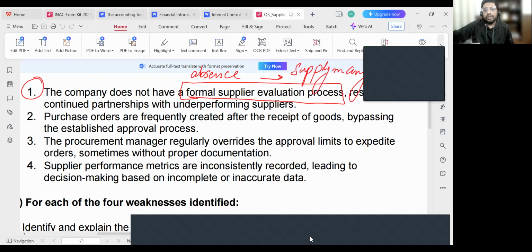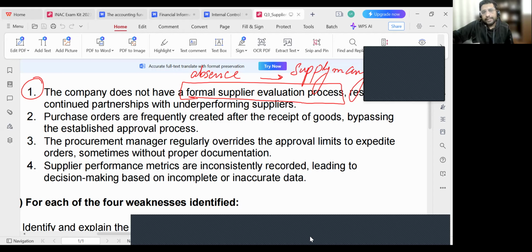Now, if we talk about the company, probably the company is prioritizing cost saving or speed. The company probably is doing cost saving, or they are more concerned about speed. Yeah, that's good. That's correct.